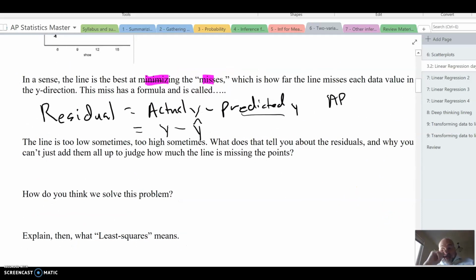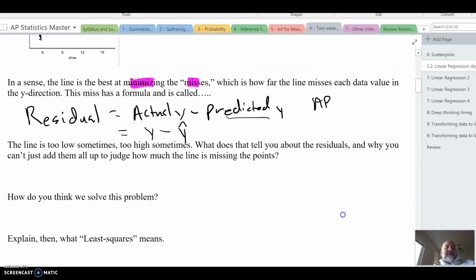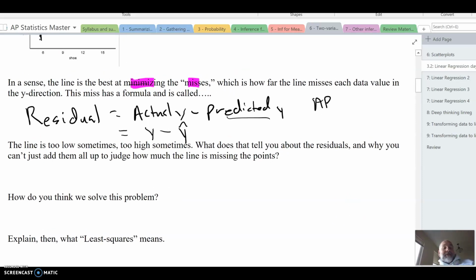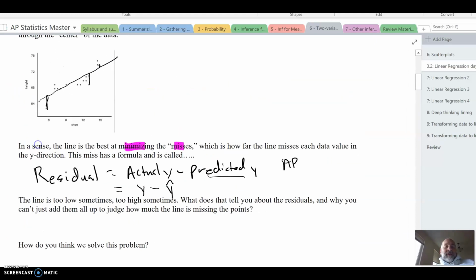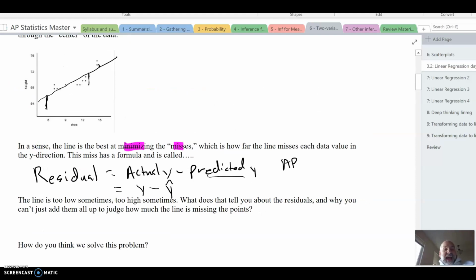We're trying to minimize the total misses. So the line is too low sometimes, too high sometimes. What does that tell you about the residuals? If you do actual y minus predicted y, and I'll give you a chance to see that. And why can't you just add them all up? Add up all the residuals.